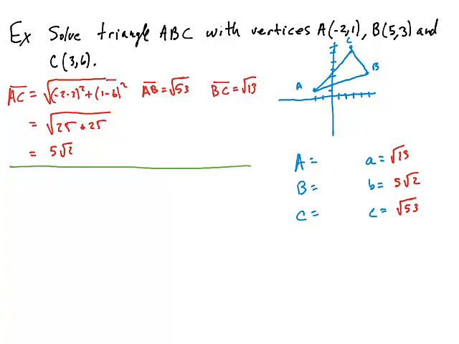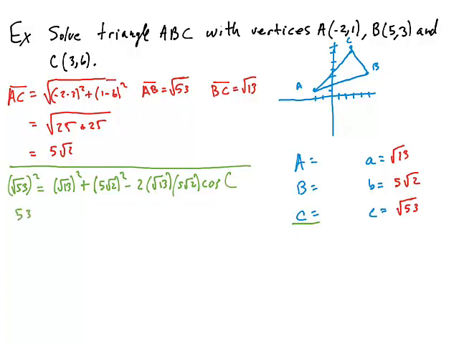And now at this point, we are left with a side-side-side triangle. We have 3 sides. So I'm going to use the law of cosines. Angle C is going to be the largest angle here because square root of 53 is the longest of our sides. So we'll solve for angle C first. So C squared, that's going to be square root of 53 squared, equal to A squared plus B squared minus 2 times A times B cosine of angle C.